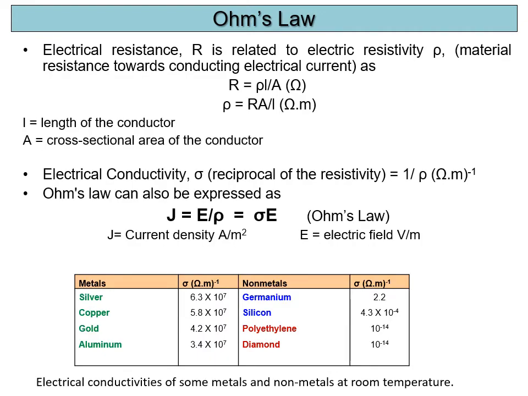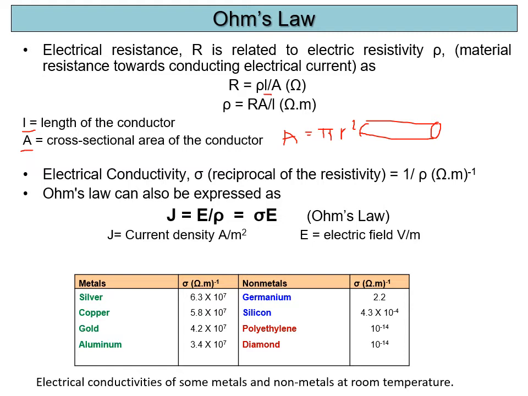Electrical resistance R is related to electrical resistivity ρ, the material's resistance toward conducting electrical current. R equals ρ L over A, where L is the length of the conductor and A is the cross-sectional area of the conductor. Let's say you have a cylindrical wire; then A will be pi r squared. It depends on your sample.